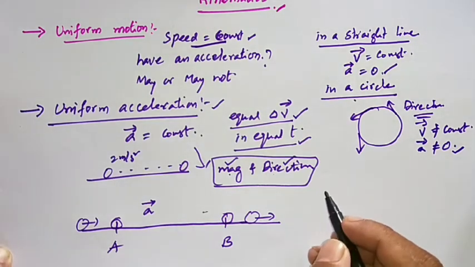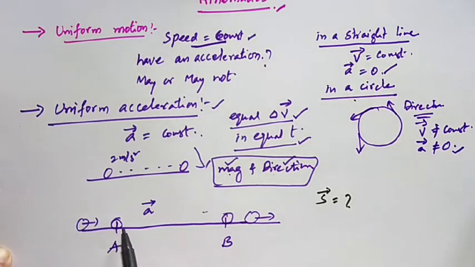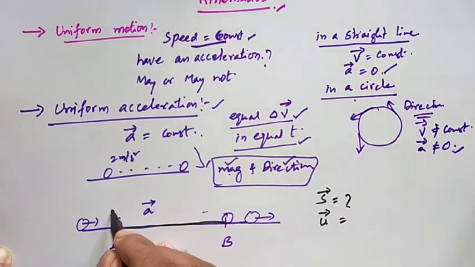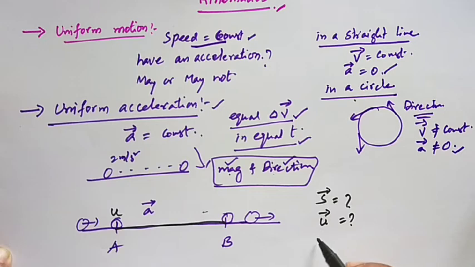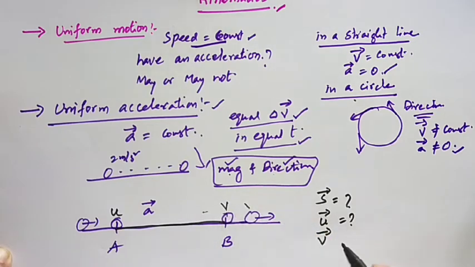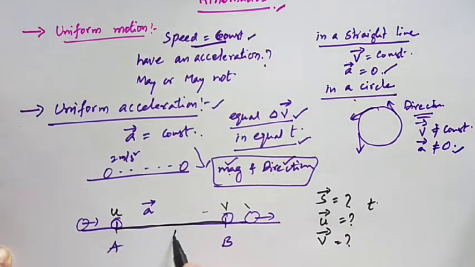What are they? What is the displacement of the body? What is its initial velocity, u? What is its final velocity? Or how much time it takes to move from A to B?